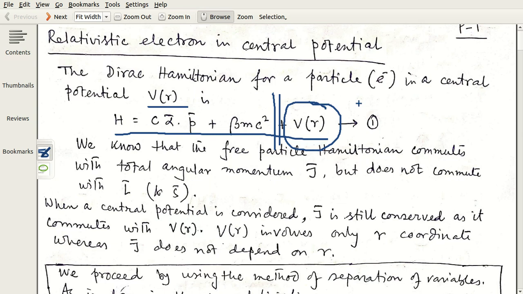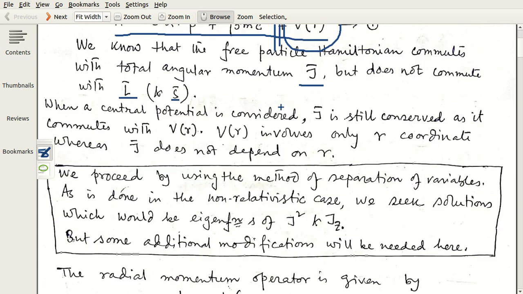And we know that the free particle Dirac Hamiltonian, that means this part c alpha dot p plus beta mc square, commutes with the total angular momentum J, but the Hamiltonian does not commute with the orbital angular momentum L or the spin angular momentum S separately. L and S are not conserved quantities when you consider the relativistic Dirac Hamiltonian, but the total angular momentum J is conserved. We have studied it in detail in our previous classes.